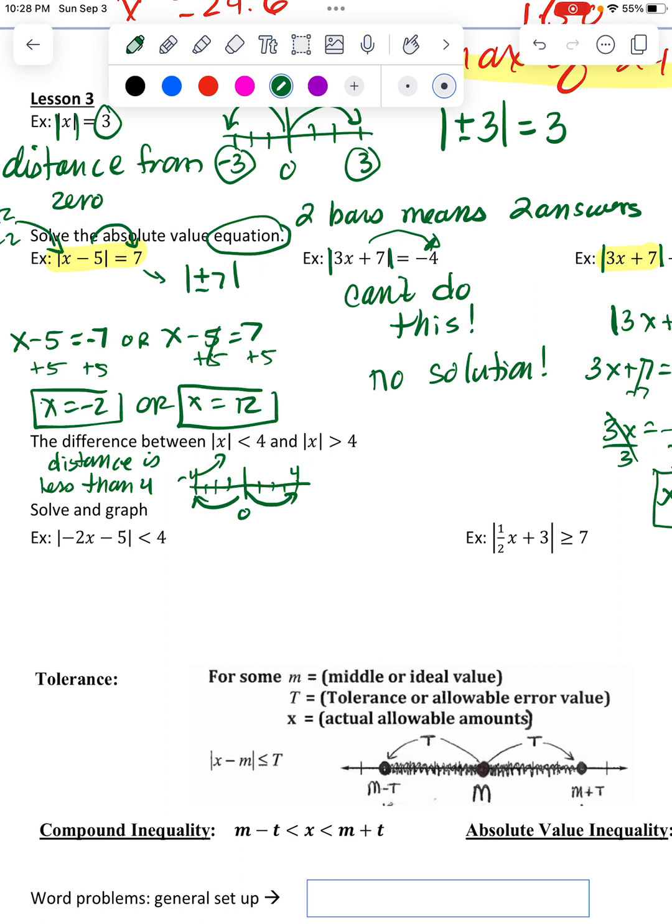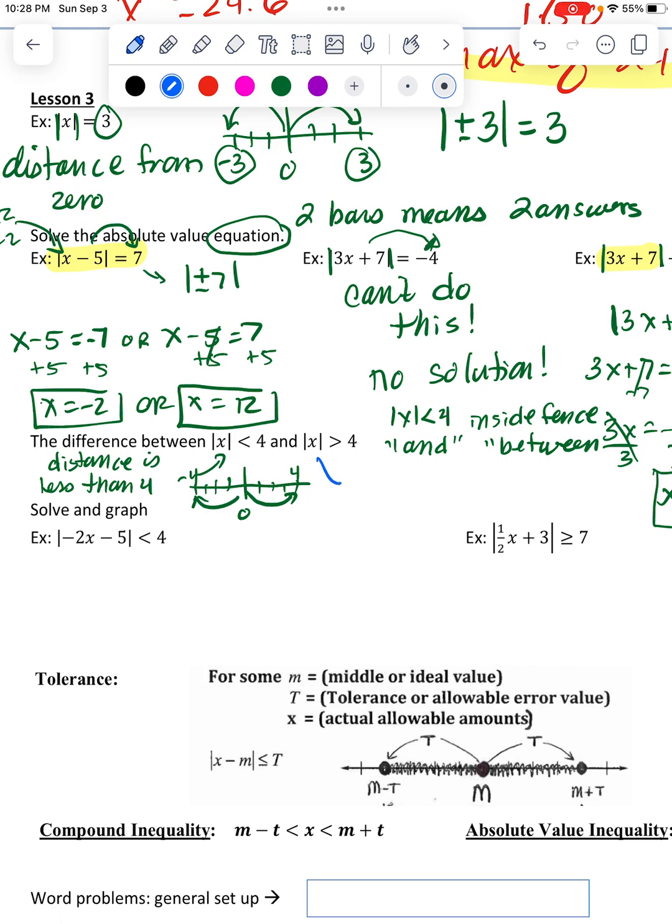I always kind of think of that absolute value less than 4, that's going to be like inside the fence. You have to stay inside the fence. You have to limit your distance. It also becomes an and problem or a between problem. You are in between the 4 and the negative 4 in this case. You just have to stay in between the two fence lines. So kind of keeping that in mind.